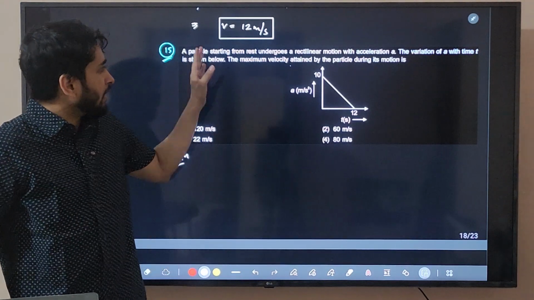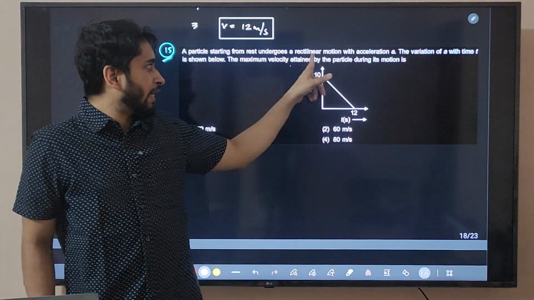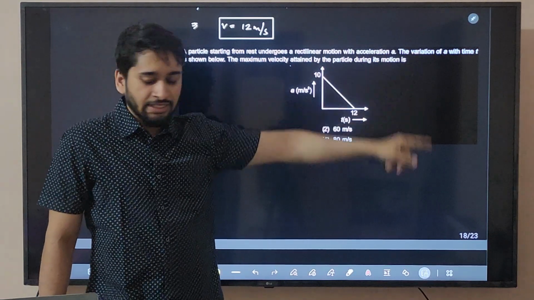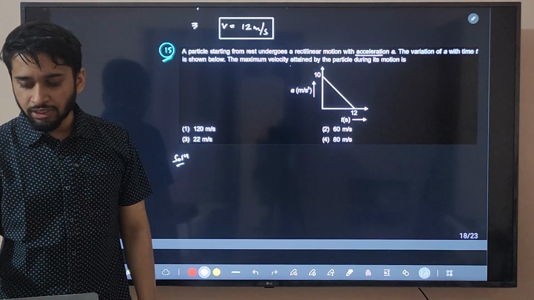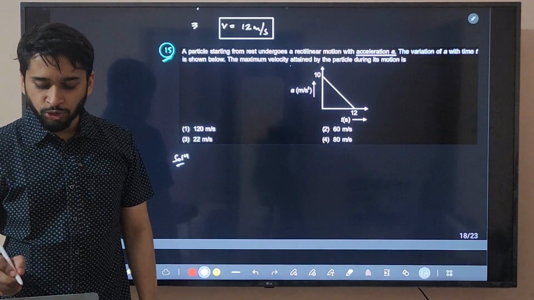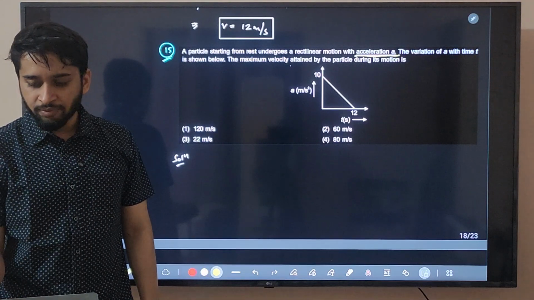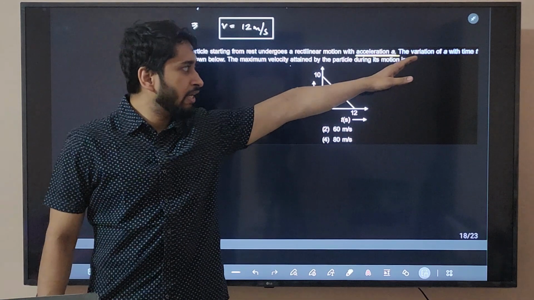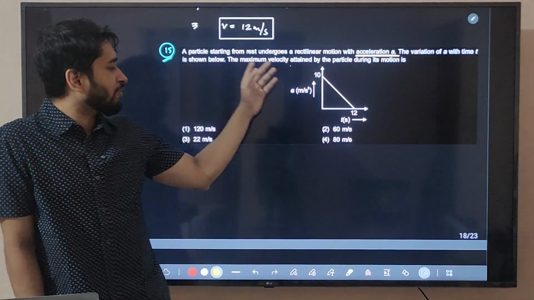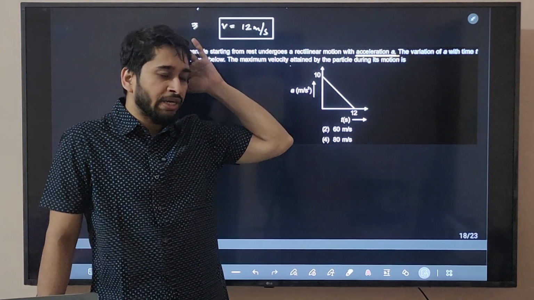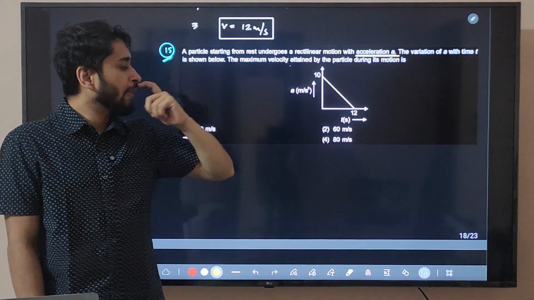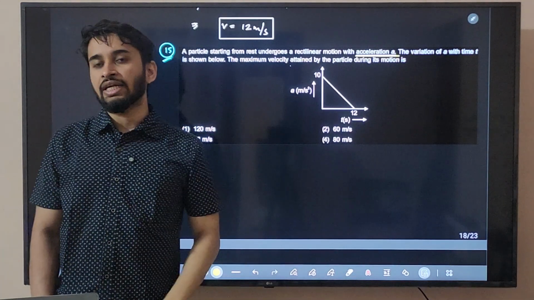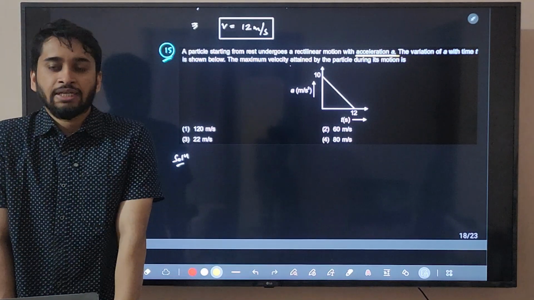Question says a particle starting from rest undergoes a rectilinear motion with an acceleration a. Particle starting from rest, it moves. Rectilinear motion means it is moving in a straight line with an acceleration a. The variation of a with time is shown in figure. The maximum velocity attained by the particle during its motion. So they have given an acceleration time graph and they are asking what is the maximum velocity that will be attained by the particle, right?